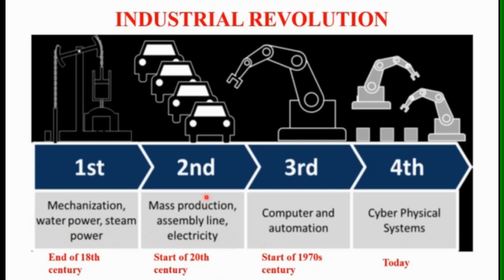Then it shifts to the third phase, which starts sometime around the 1970s. In the third phase of the industrial revolution, computers are used to control, and automation started. Automated robots were developed in this third phase of industrial automation. Then in the fourth stage, which is today, cyber physical systems are used to control industries.